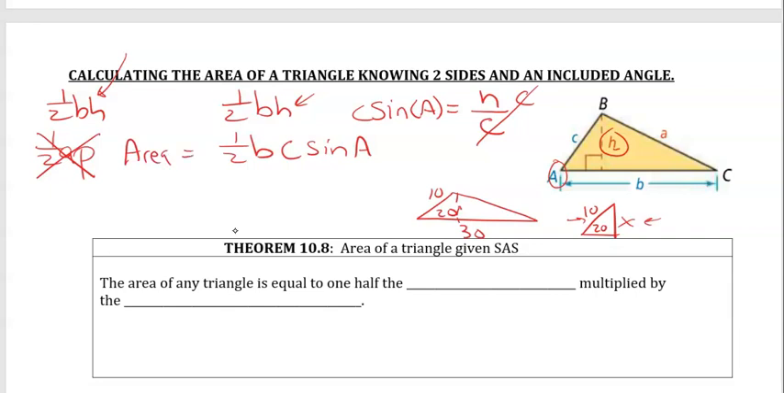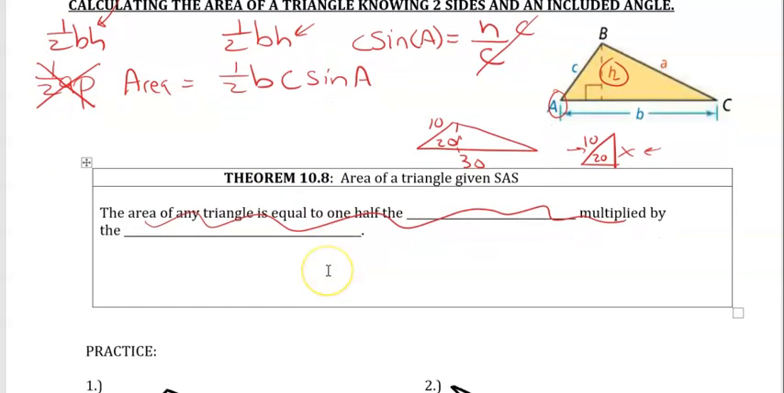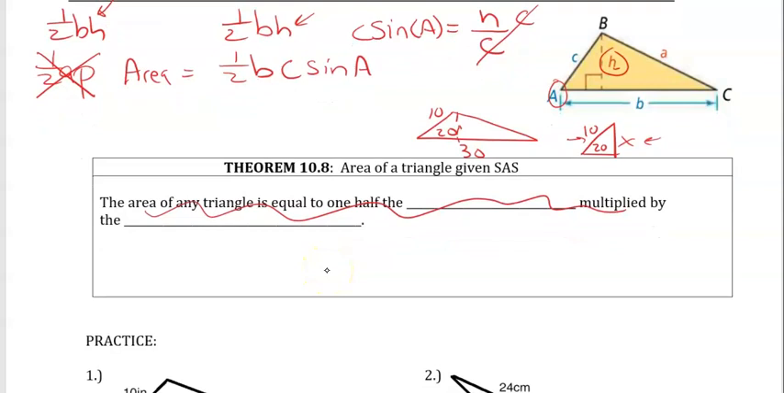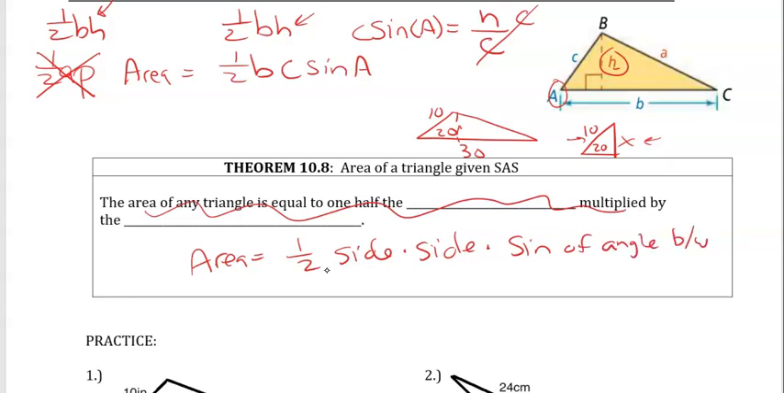That seems confusing. All it says is the area of any triangle is equal to 1/2 of the... I don't even really like the words here. I'm just going to write it out in different words. The formula is going to be area equals 1/2 side times side times sine of the angle between the sides.